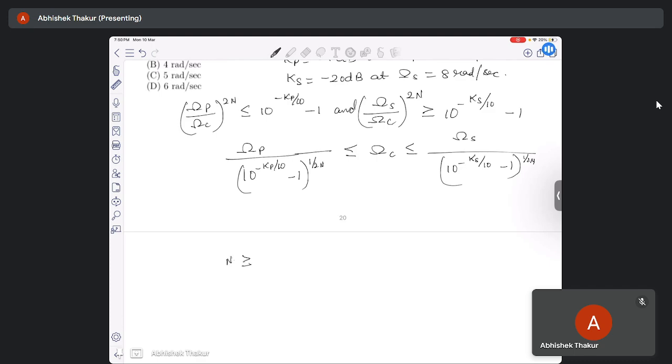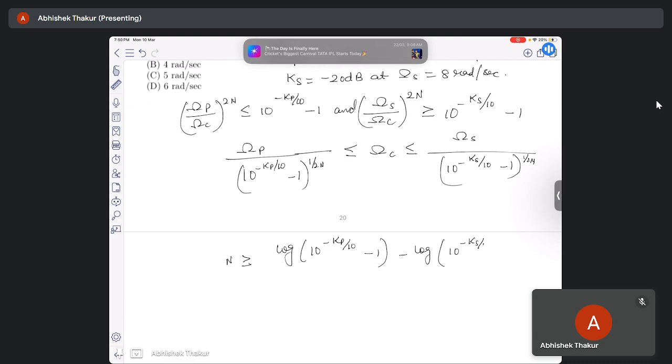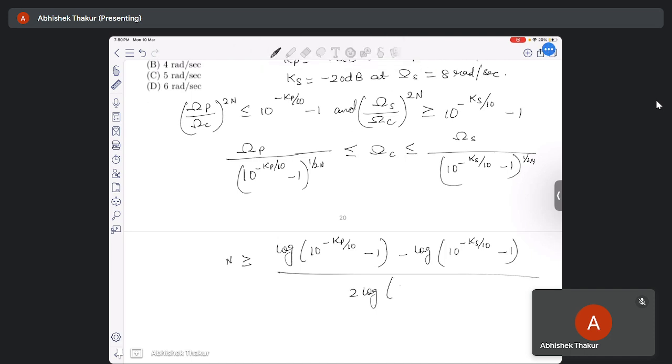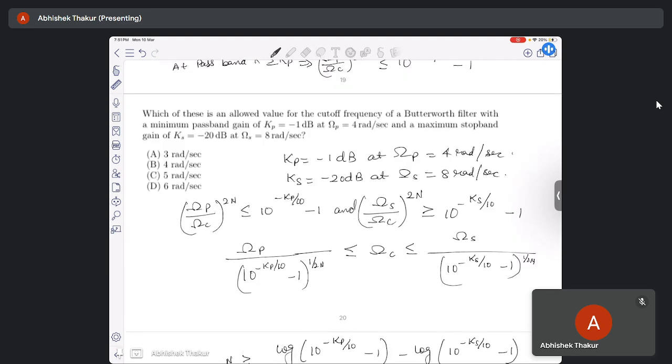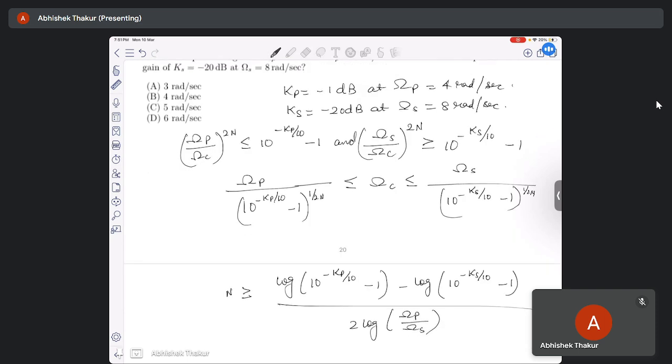So N is greater than or equal to log 10 to the power of minus Kp by 10 minus 1, minus log 10 to the power of minus Ks by 10 minus 1, divided by 2 log omega p by omega s. So we can substitute all the values. We have omega p, omega s, Kp and Ks.